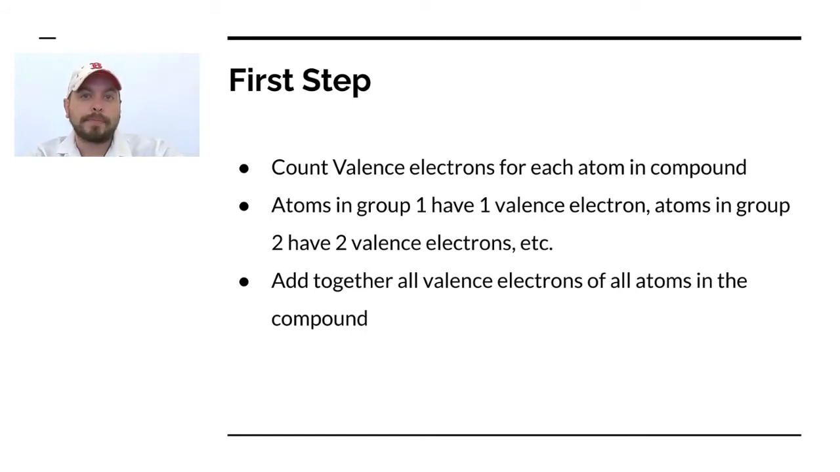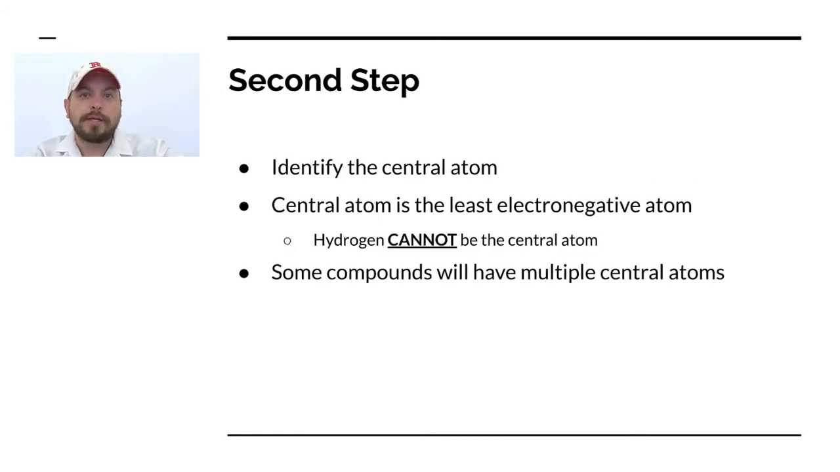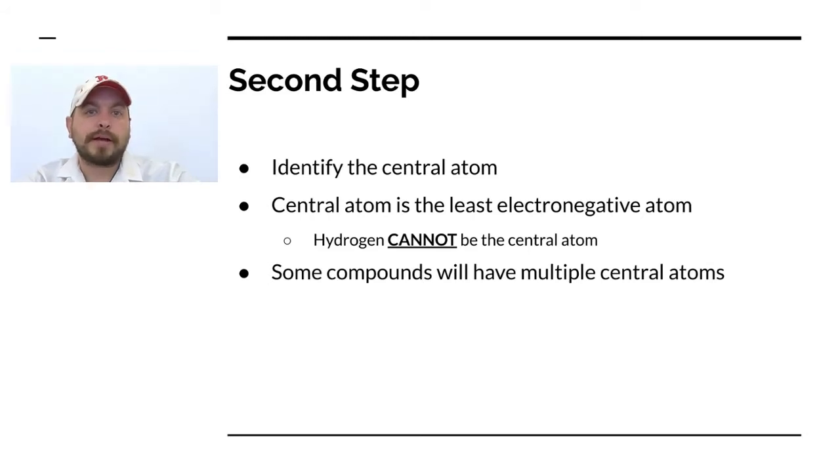That's step 1. Step 2 is going to be to identify the central atom. Now, when we identify the central atom, what that means is that we are going to look for the least electronegative atom, with the exception of hydrogen. Hydrogen won't be a central atom. So in general, the central atom is going to be the least electronegative atom in the compound. And be aware that there are some compounds that will have multiple central atoms. We'll address those a little bit later in a different video.